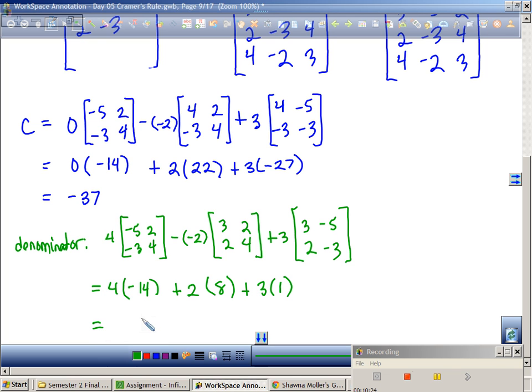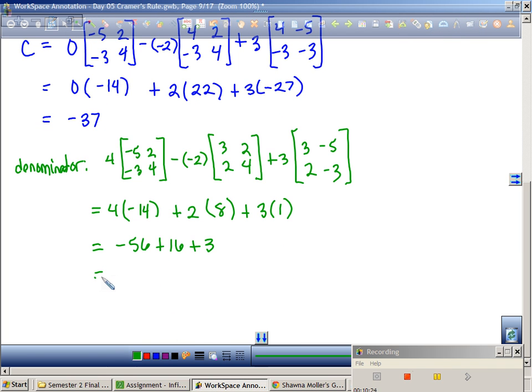So what do I get? What's 4 times -14? -56 plus 16 plus 3. What's that? -37 is the denominator. So C, you guys ready for this? C is 1.